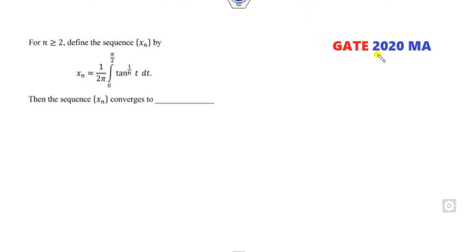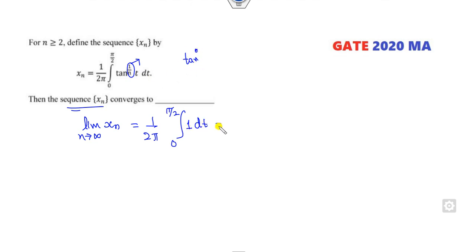Okay, look at this one, GATE 2020. The sequence converges. What is that? Your target is to find this limit. Fine. So that's very simple. You can simply take this as a constant part. Limit is independent of the n. So I can take the value of n as infinity. So it's tan of 0. That's 1.